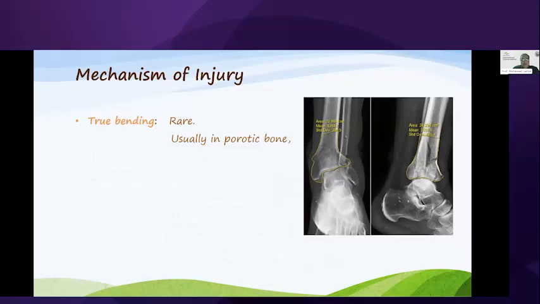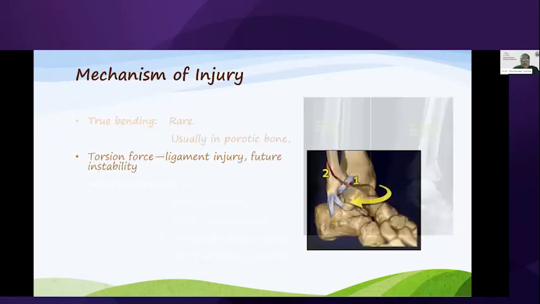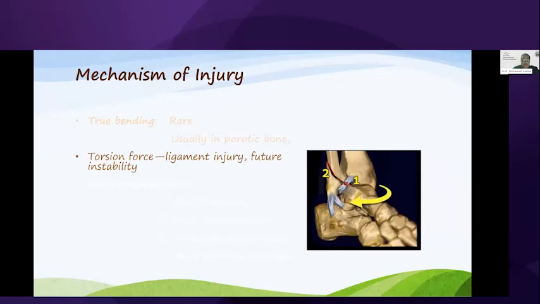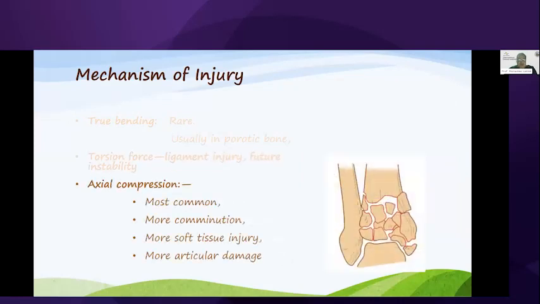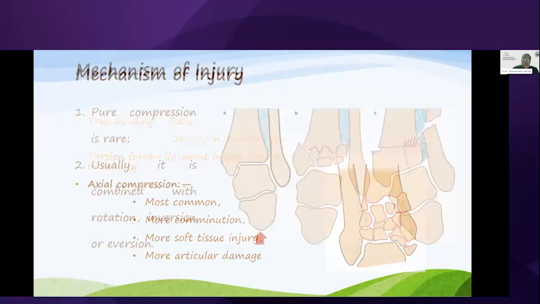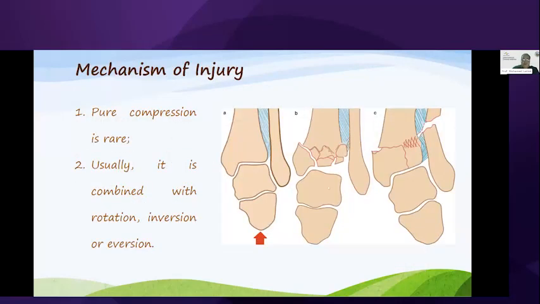The mechanism of injury for pilon fracture either occurs with bending, which is a rare injury and usually occurs in porotic bone. Torsion force leads mainly to ligamentous injury, but axial compression, which is the most common cause of injury, leads to more comminution, more soft tissue injury, and more articular damage. Pure compression is rare. It's usually associated with either inversion or eversion.